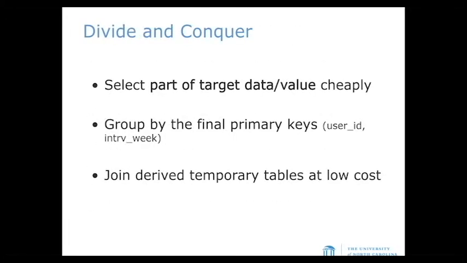So we can select part of the target data or value triplet from one or two tables, then group the values by the final primary keys, and finally join the derived temporary tables at very low cost.